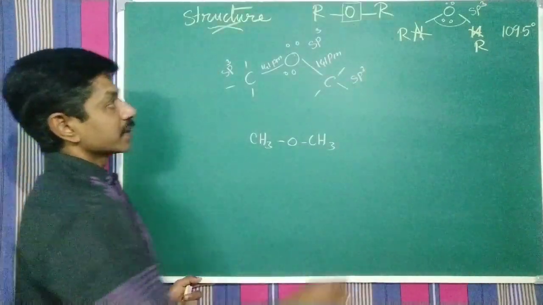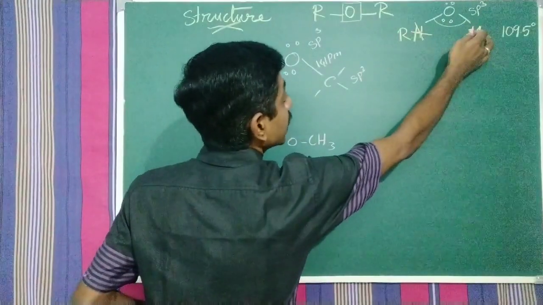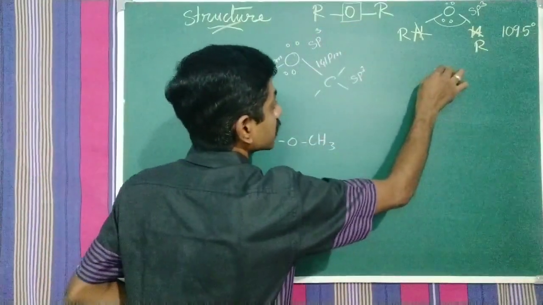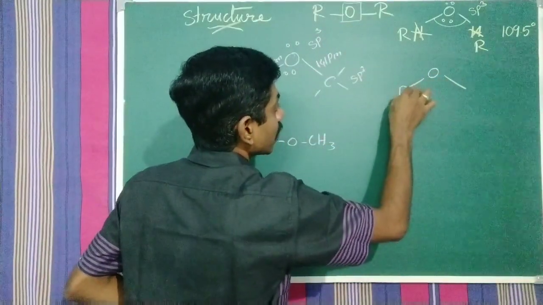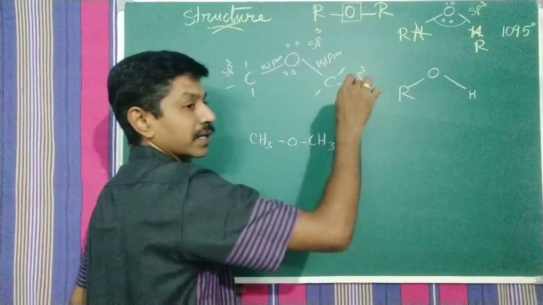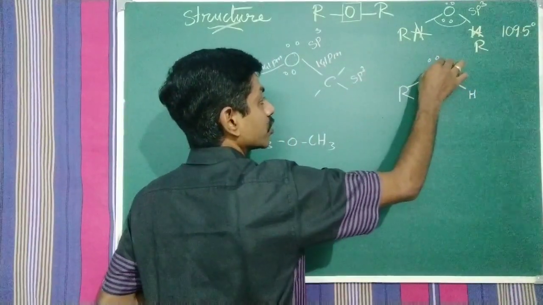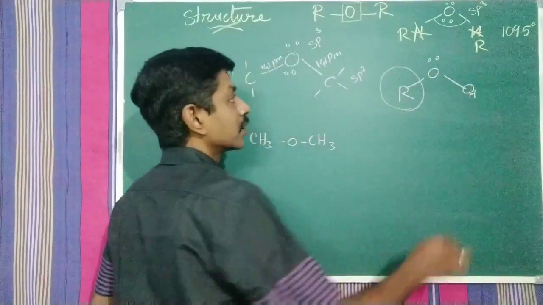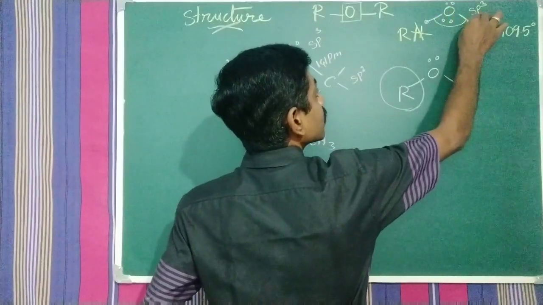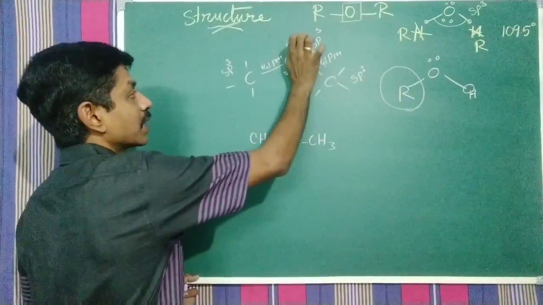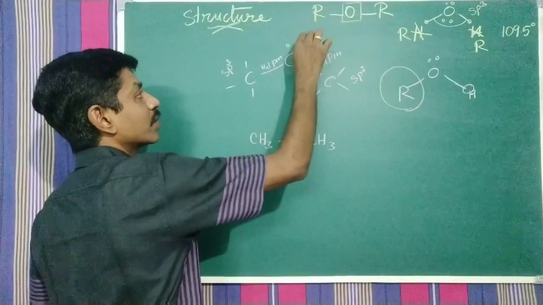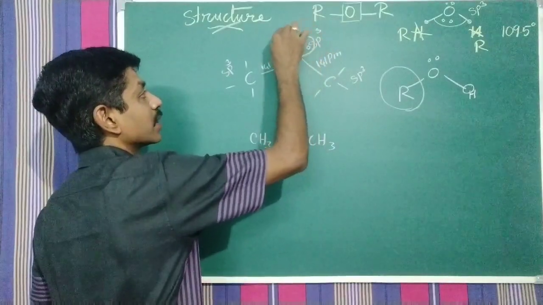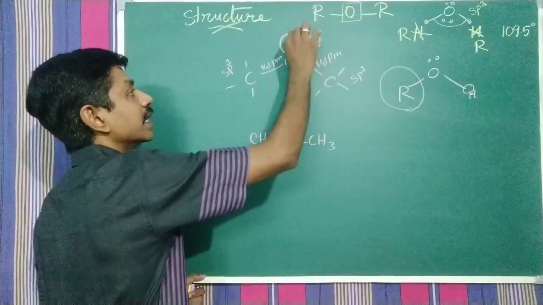In the case of water, both sides are hydrogen only, small atoms. If you go for alcohol, the structure is like this: one side an R group, one side hydrogen. The alkyl group is bigger, but hydrogen is smaller, and in water, hydrogen is very small. If you place these lone pairs of electrons over the oxygen atom, you have two lone pairs available. These two lone pairs will have a repulsion.